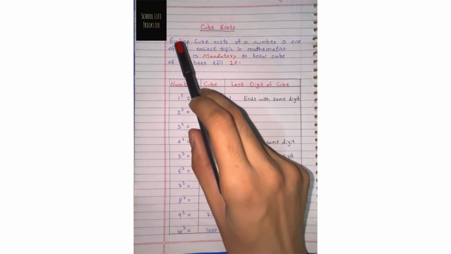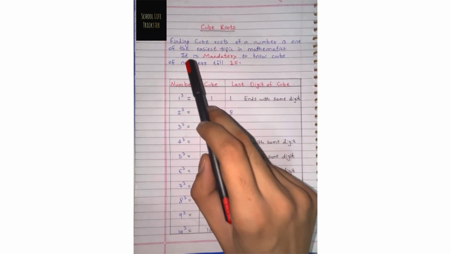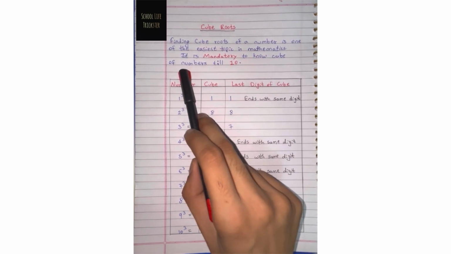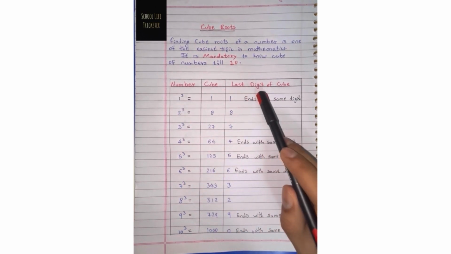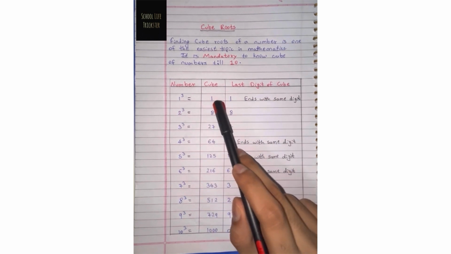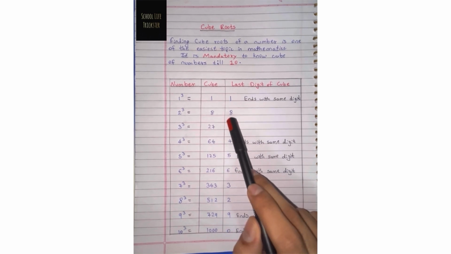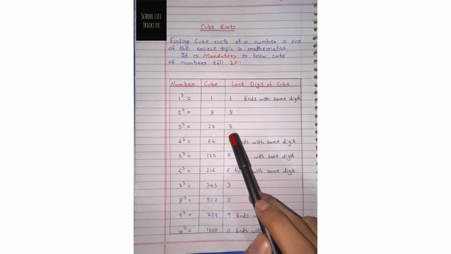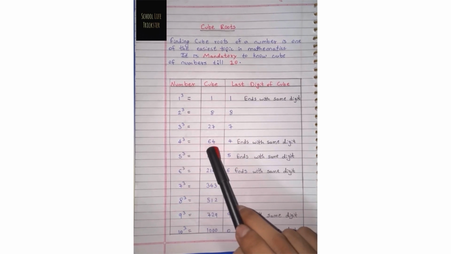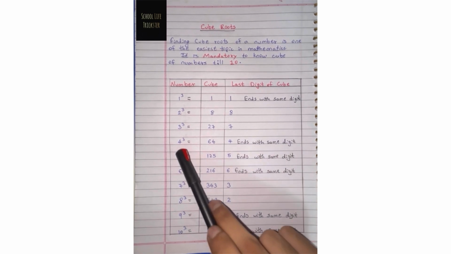Cube roots. Finding cube roots of a number is one of the easiest topics in mathematics. It is mandatory to know the cubes of numbers till 10. Number, cube, and last digit of the cube. 1 cube is 1 and the last digit is 1. 2 cube is 8, the last digit of the cube is 8. 3 cube is 27 and the last digit of the cube is 7. 4 cube is 64 and the last digit of the cube is 4. Ends with the same digit, that is 4.